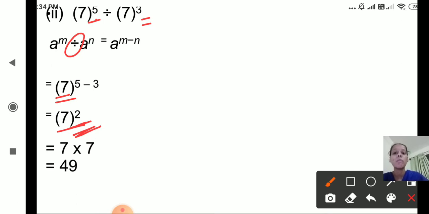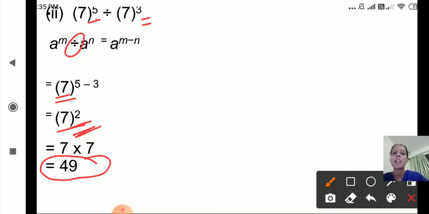Now 7 raised to 2 means what? Square of 7, right? It means 7 is multiplied how many times? 2 times. So 7 multiplied by 7 is 49. So the answer is 49. 7 raised to 2 is not the last step, as we have to find the value. So 7 raised to 2 means 7 multiplied by 7, that is 7 sevens are 49. So the answer is 49.